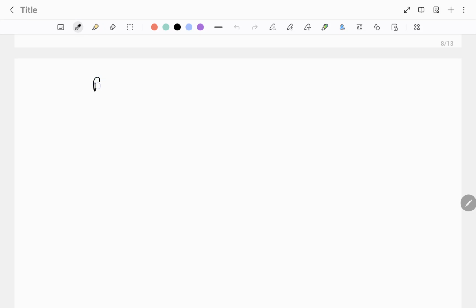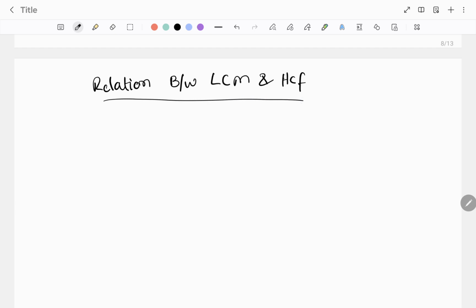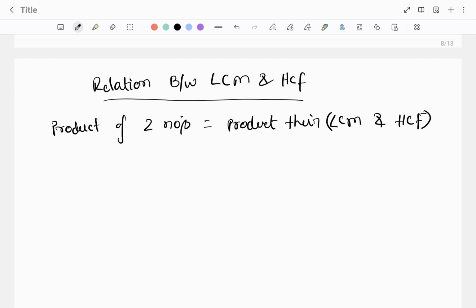Relation between LCM and HCF. What is the relation between LCM and HCF? So the product of two numbers is equal to the product of their LCM and their HCF.